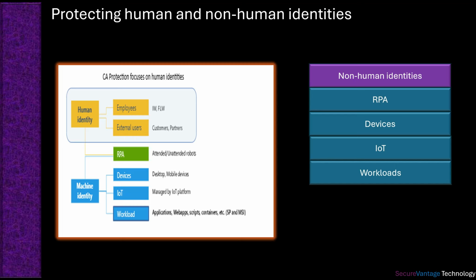By implementing these measures, as a cybersecurity architect, you can help to significantly enhance the security of non-human identities, which ensures that each identity is protected according to its unique risk profile and operational context.